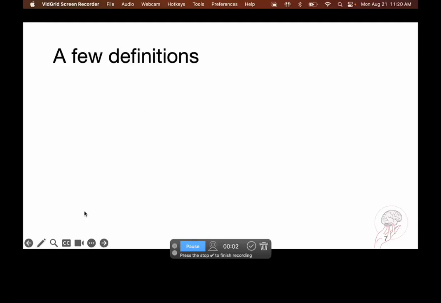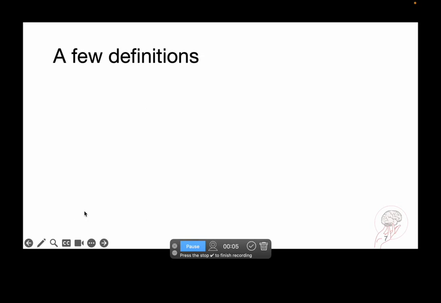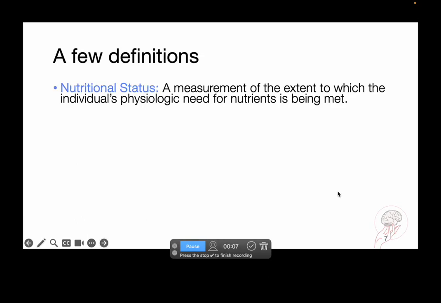So let's get a few definitions out of the way. The first is nutritional status. This is a measurement of the extent to which an individual's physiological needs for nutrients is being met.